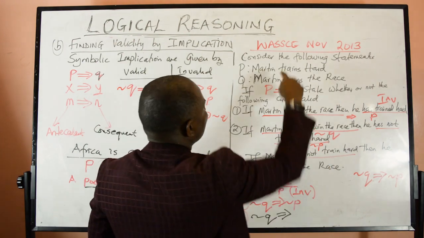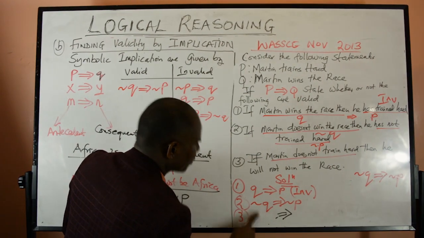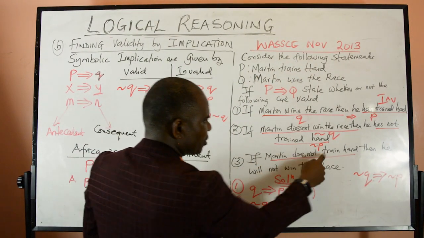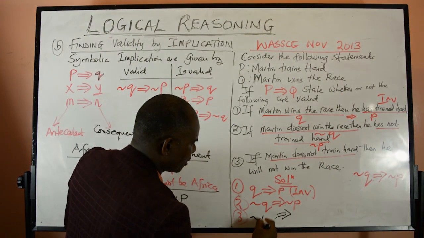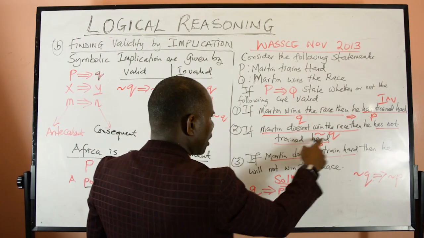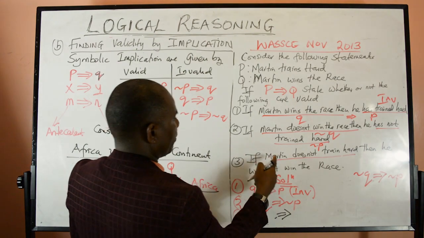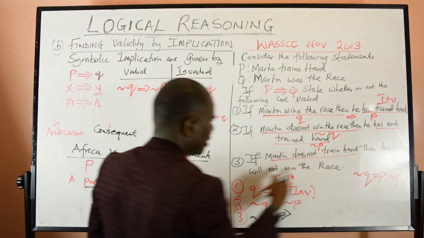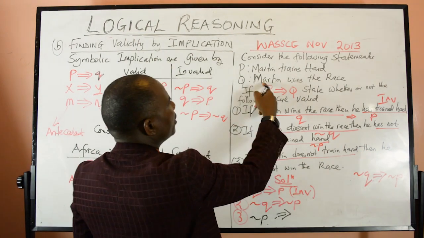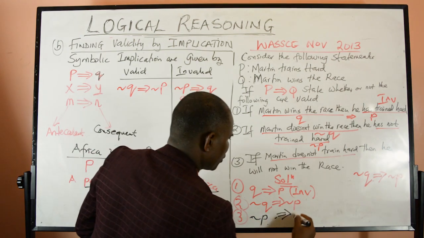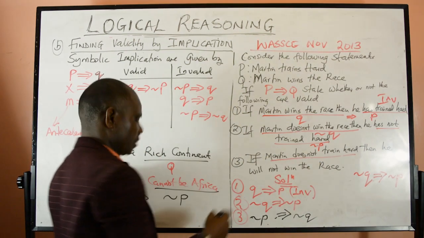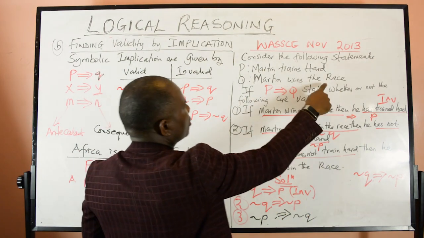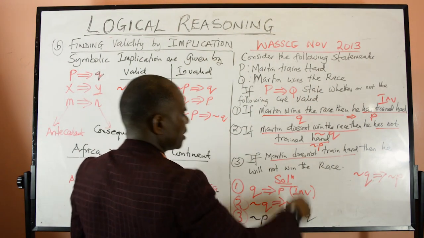Martin does not train hard. Sorry, Martin trains hard is P. So Martin does not train hard means negate P. And now he says, therefore, Martin does not train hard means negate P implies then he will not win the race. Win the race is Q, so he will not win the race means negate Q. He will not means opposite.